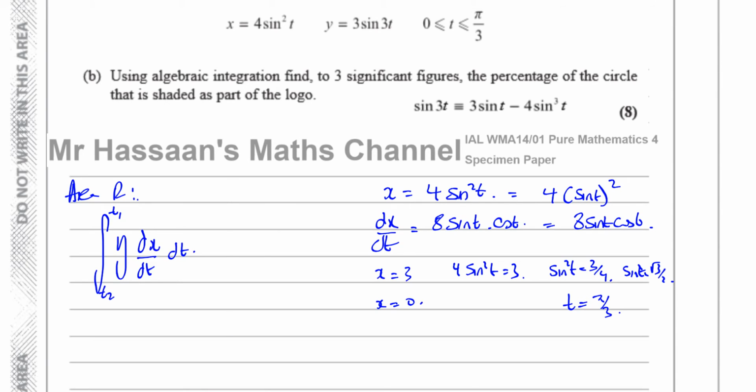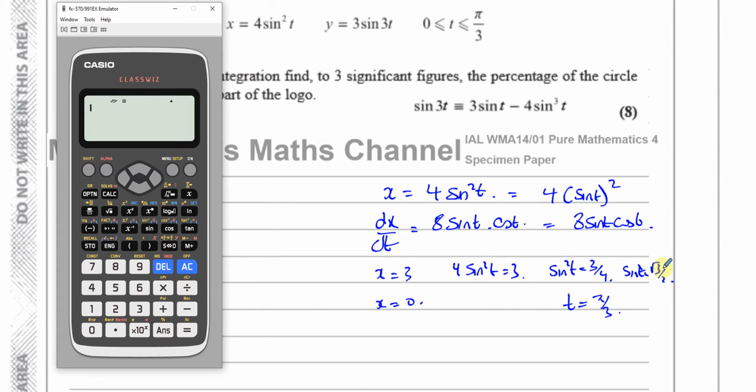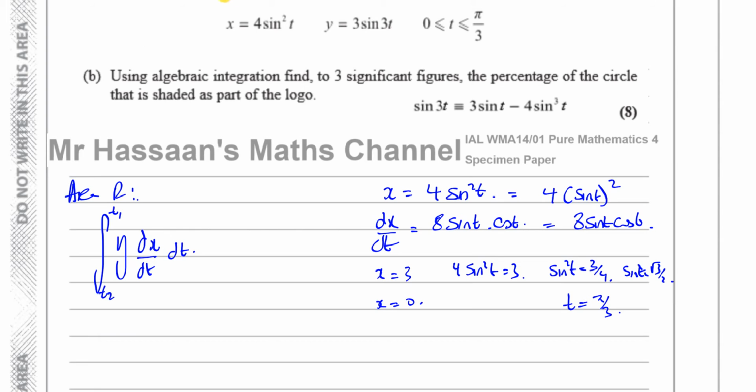Let me just work that out, make sure. Yeah, that's inverse sine of root 3 over 2. We have to deal in radians. Yes, it's in radian mode. It gives you pi over 3. That's right, so we got t equals pi over 3 as the top limit here, because we're doing it in terms of t. And when x equals 0, you're going to have sine squared t equals 0, so t is equal to 0 basically. So the bottom limit is 0 here.